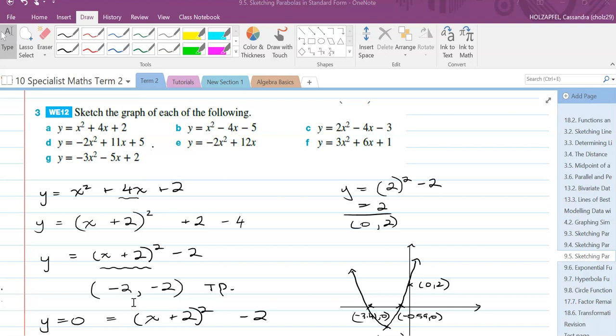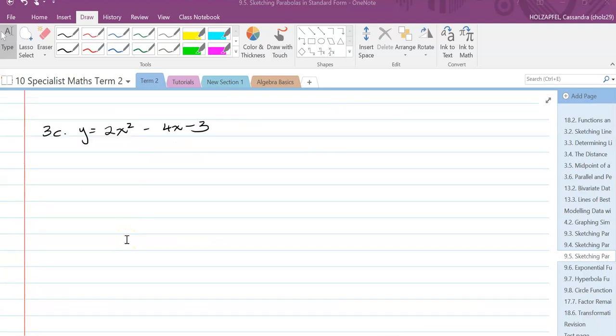So let's have a go now at sketching some of these equations without using completing the square. We're still going to find those x and y intercepts, and we're going to use those to sketch. So let's have a go at this question here. Question 3c, y is equal to 2x squared minus 4x minus 3. Okay, so we don't know completing the square. We can't easily factorize this. So how are we going to sketch it?